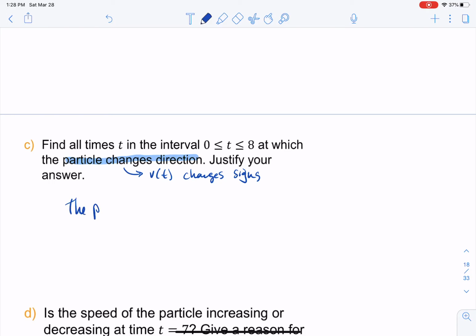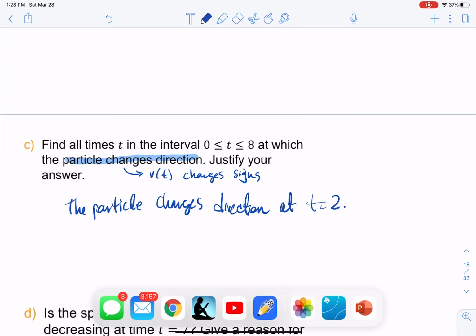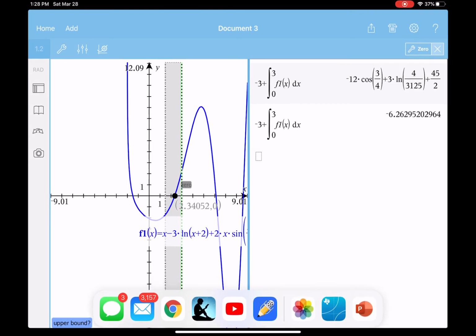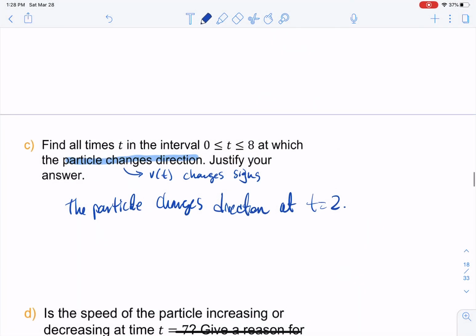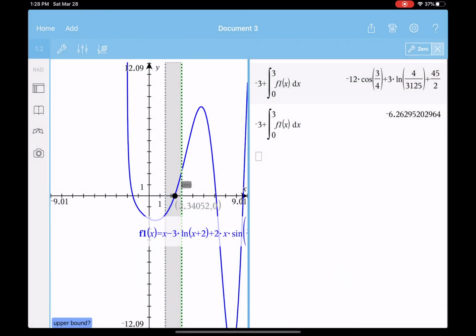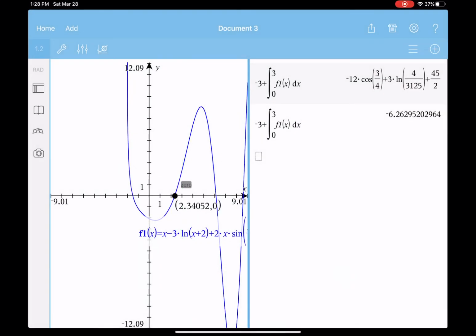The particle changes direction at t equals 2.341, and then probably someplace else too. I didn't even click on that one. Okay, and then there's another one over here.